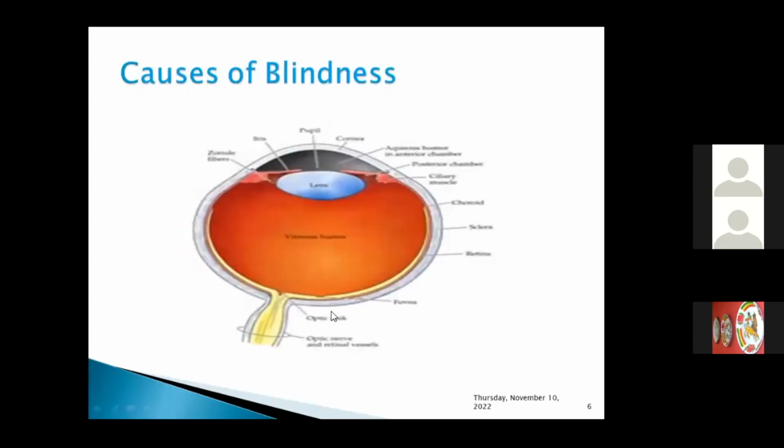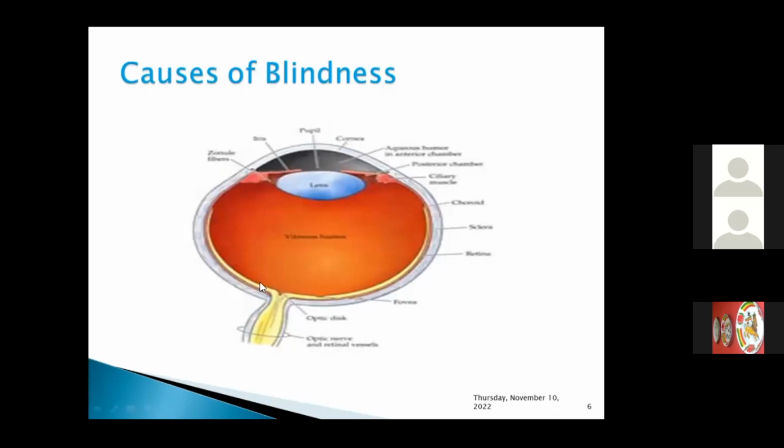So this is a simplified coronal view of our eye. As you can see, the anterior-most part of our eye is the cornea. Then when you come posteriorly from the cornea is the sclera. The second layer is the choroid. The choroid anteriorly becomes the ciliary body, and the most anterior part is the iris.